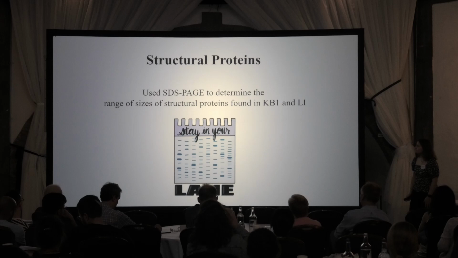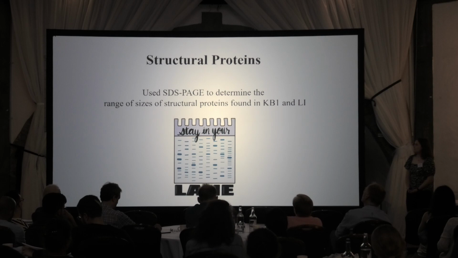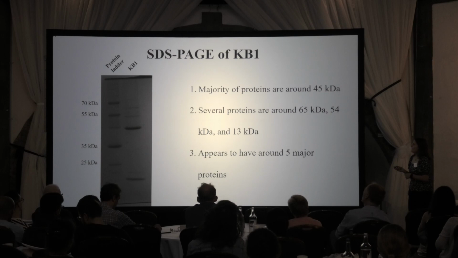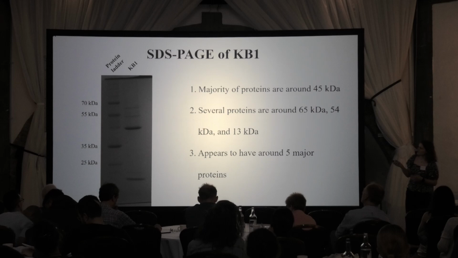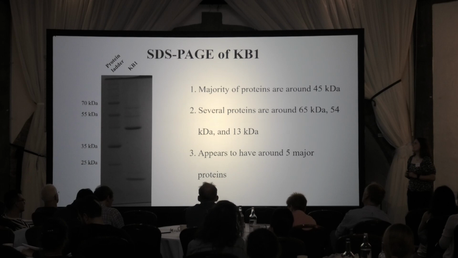Another way we can characterize phages is their structural proteins. We use SDS-PAGE to determine the range of sizes in both phages. We got three main things for each of them. A majority of the proteins are around 45 kilodaltons, that dark band. Several are around 65, 54, and 13. This one appears to have around 5 major proteins that make up KD1.